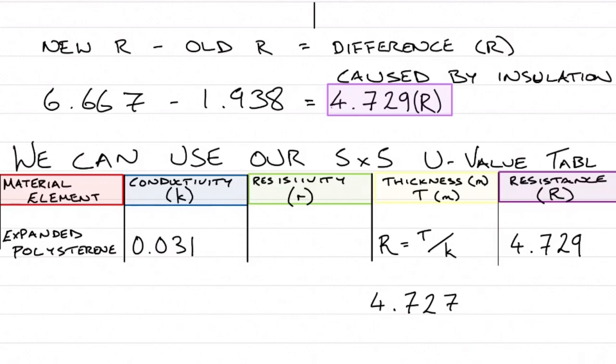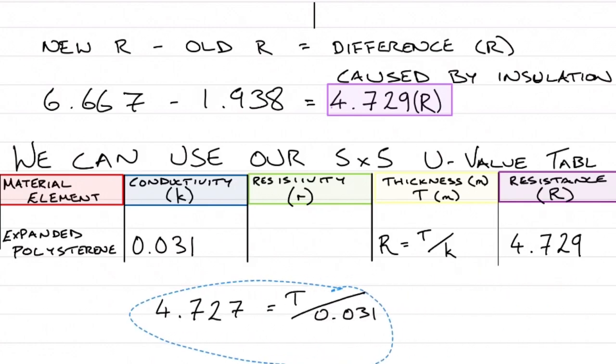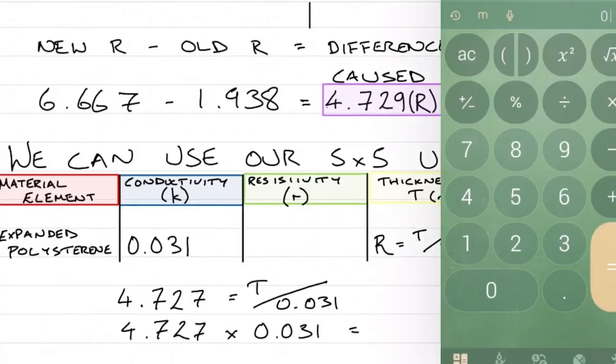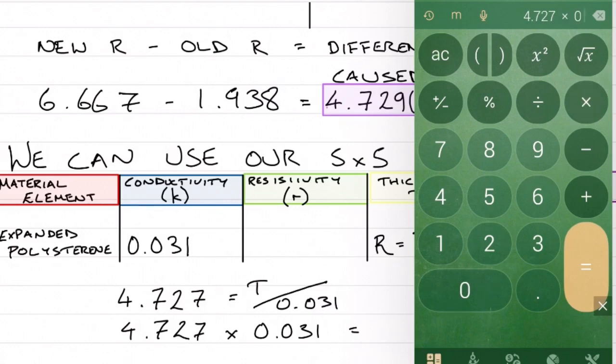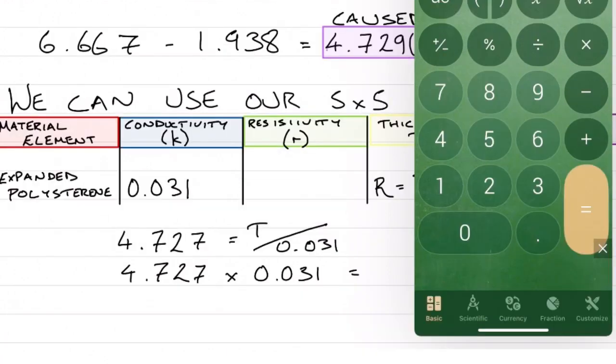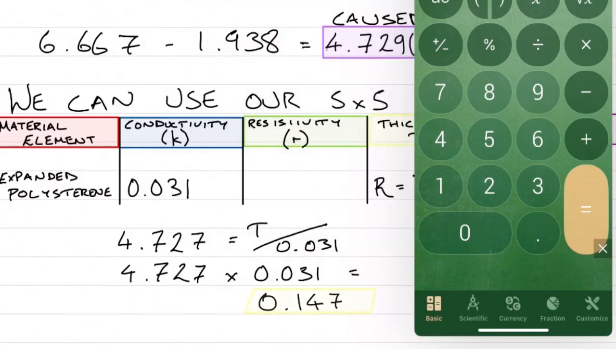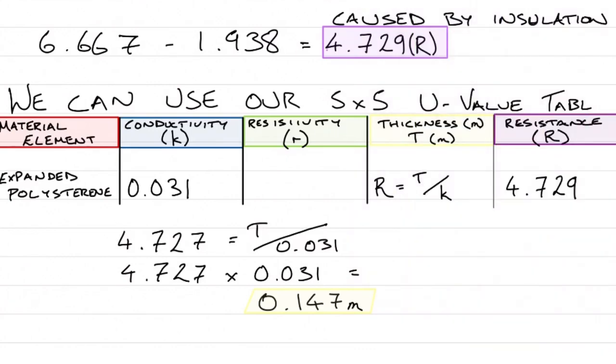So the resistance is 4.727 equals the thickness over 0.031, and we're going to multiply that out. So 4.727 multiplied by 0.031 equals 0.146. So that is 0.147, corrected to 3 decimal places, meters. And you could leave it like that, or you could change it back to millimeters, which is 147 millimeters, which is within the range that we guessed at the start.